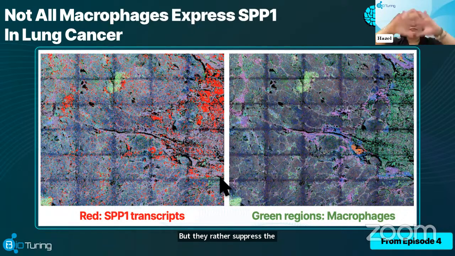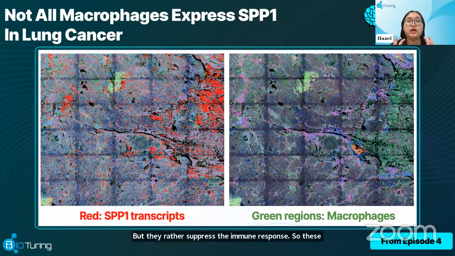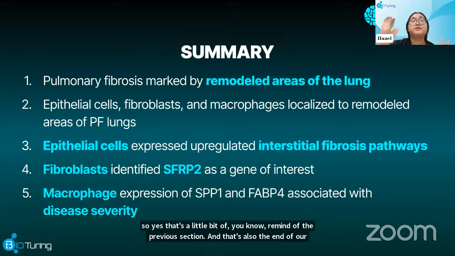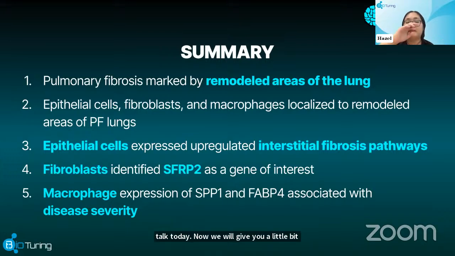So these macrophages suppress the immune response and promote the spreading of tumor. And that's very interesting to know, because today, again, we see the expression of SPP1 one more time. Okay. So yes, that's a little reminder of the previous section. And that's also the end of our talk today. Now we will give you a little summary of what we have today.